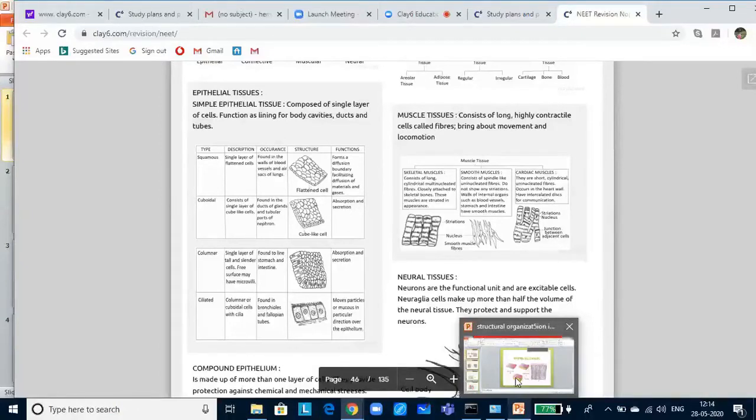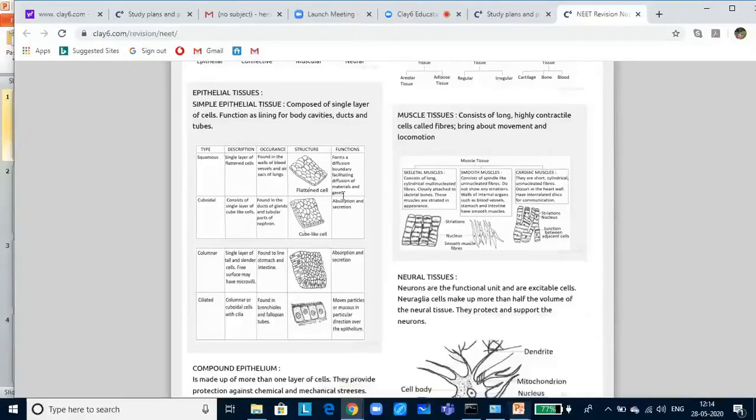Now, columnar epithelium, as the name suggests itself, the cells will be column-like. They are a single layer of tall and slender cells. Nuclei are located at the base. It is found in the lining of the stomach and the intestine. It helps in secretion and absorption.